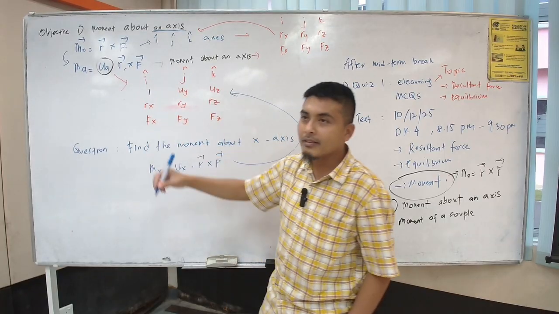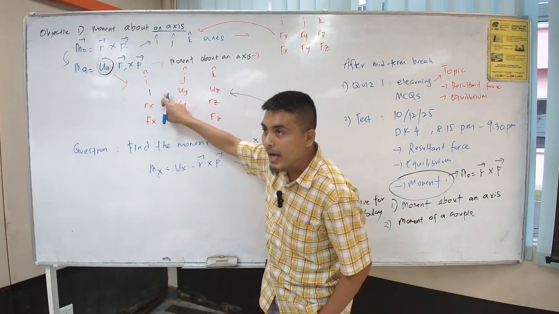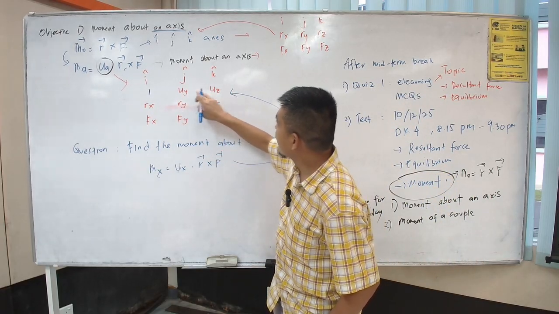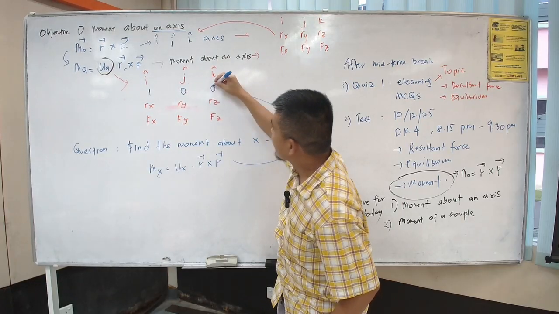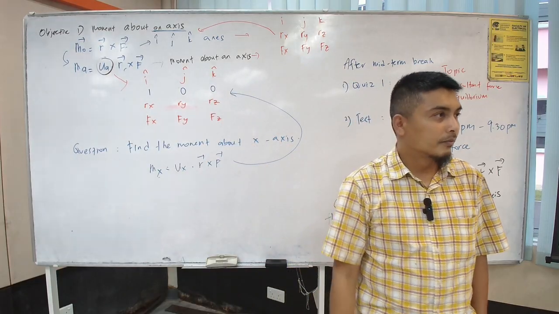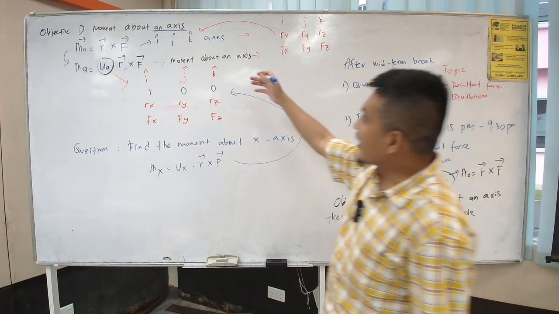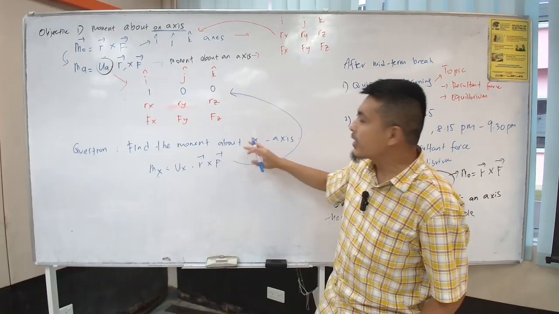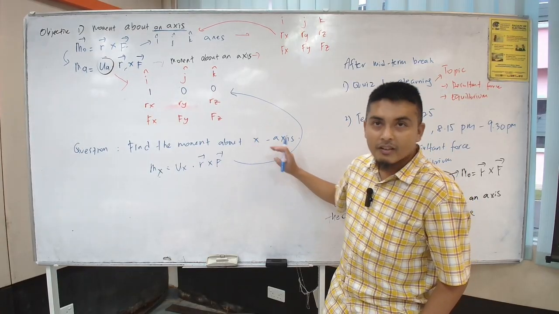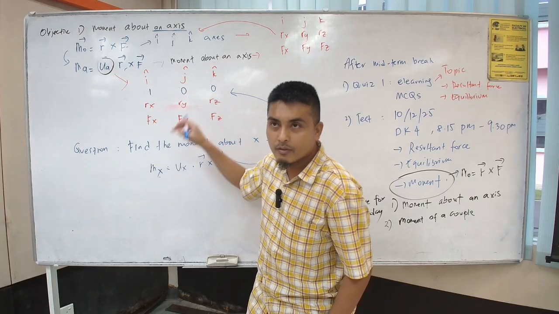1 because you want to find the x axis. So that's why ux becomes 1. The rest become 0 and 0. That's all. Okay. So this is the mathematical equation if the question is to find the moment about x axis. So the ux becomes 1, the rest become 0.